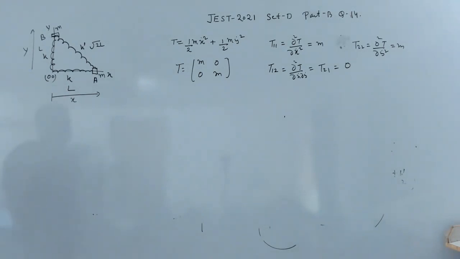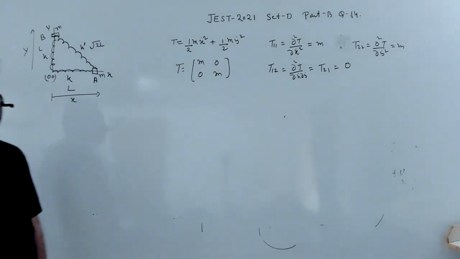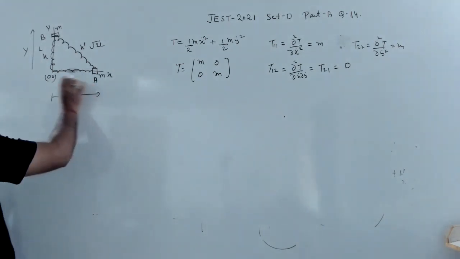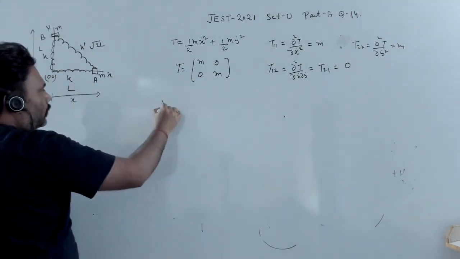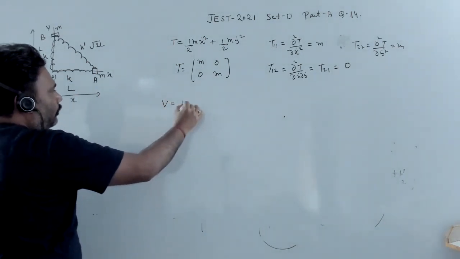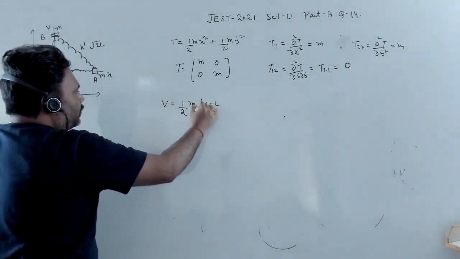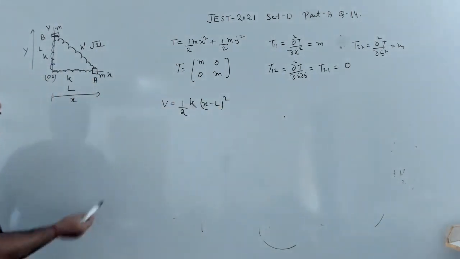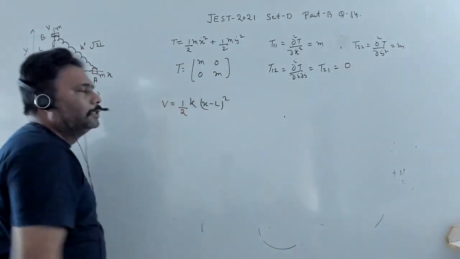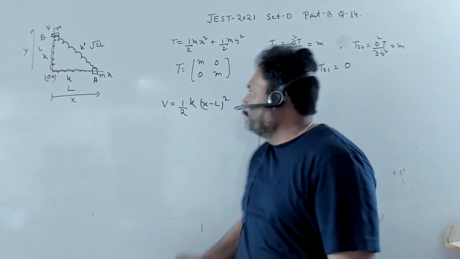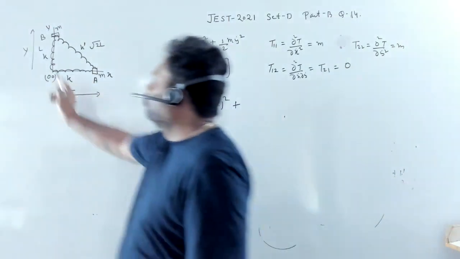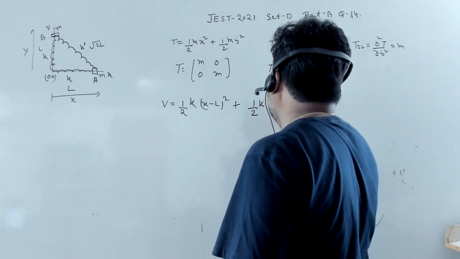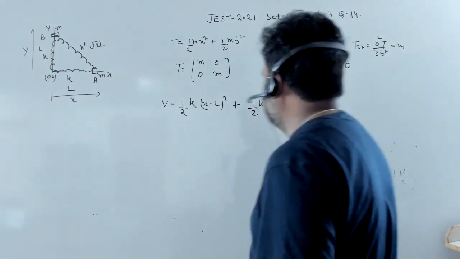Now the actual challenge is writing the potential energy, then we have to write the potential energy matrix. So what is potential energy? In this spring, there is stored potential energy, and this will be half k x minus L whole square. K is the spring constant, L is the natural length, so the extension is x minus L. And similarly, for y, we can also write half k y minus L whole square.